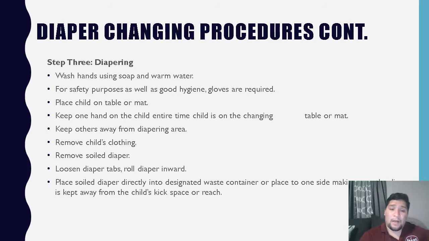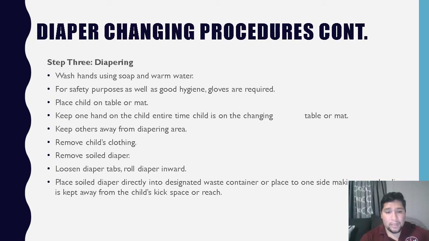First step is going to be to remove the child's clothing and remove the dirty diaper. We're going to make sure to loosen the diaper tabs and roll the diaper inward. We need to prevent having contact with the poop as much as we possibly can, because there's a big risk for getting any type of diseases or anything like that. So it's very important that we roll the diaper inward and try to avoid as much as we possibly can contact with any poop or anything like that.